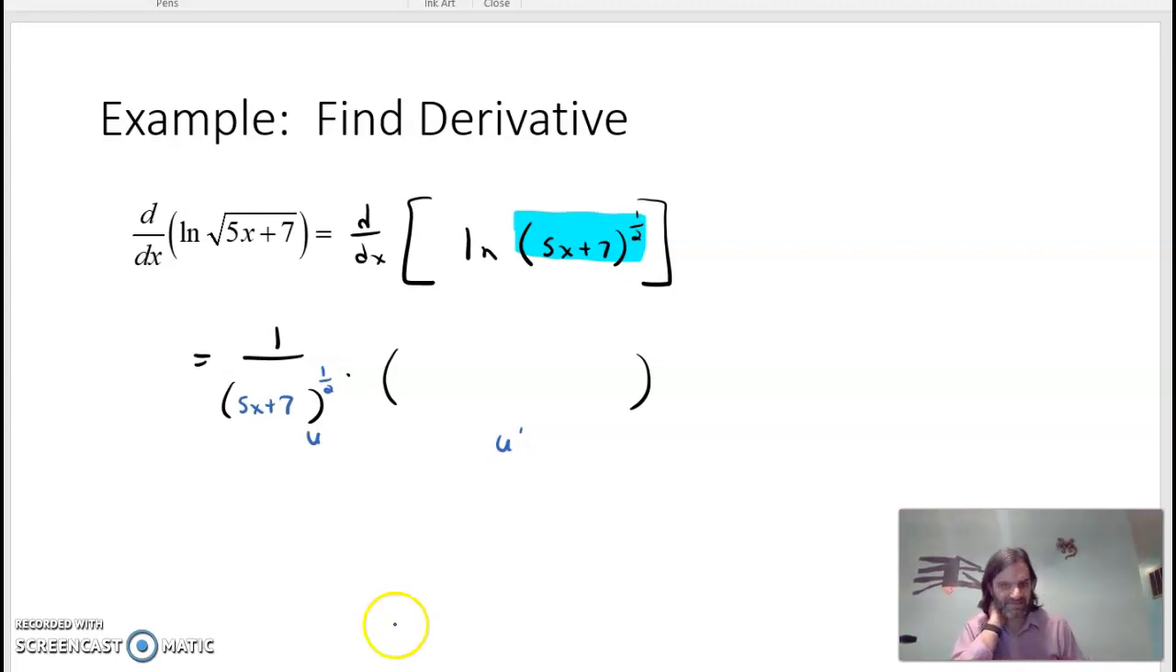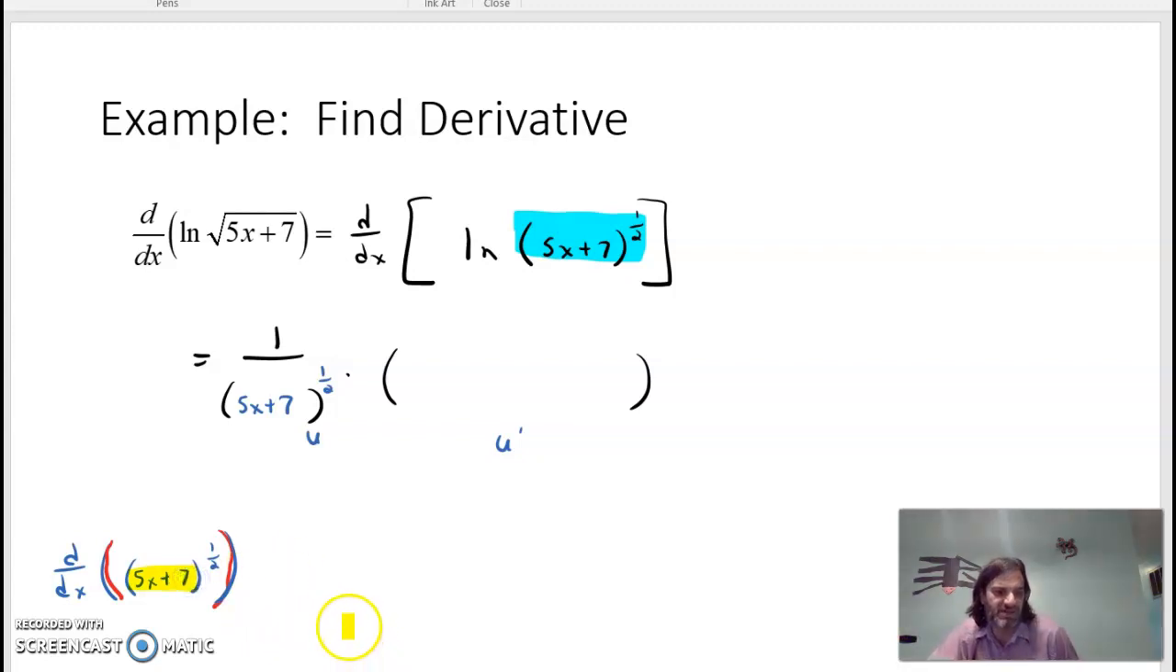Now the fun thing about this one is that that is also another chain rule. So the derivative of 5x plus 7 to the 1/2. Okay, let's do a little bit extra color here, because this is our u right now, and we're trying to take the derivative of it. But it looks like there's another chain rule. So we have chain rule inside of chain rule. So this 5x plus 7 is a u for the nested chain rule.